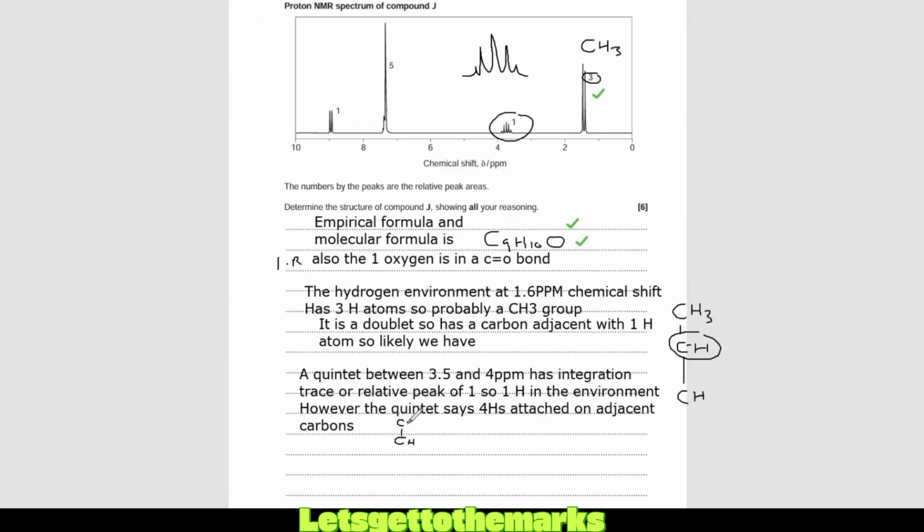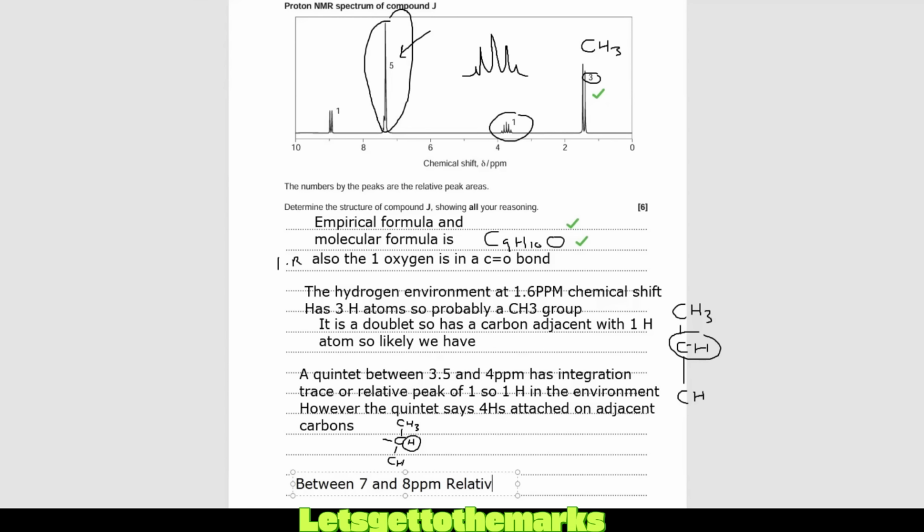So we're going to get off the quintet. But essentially, the quintet is possibly telling us it's this hydrogen here I've circled over here, it's possibly telling us that it has 4 hydrogens in the environments around it, okay? But it itself has an integration trace or relative peak of 1, so it only has 1 hydrogen.